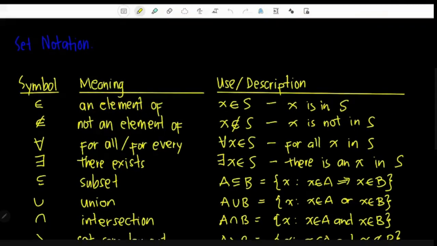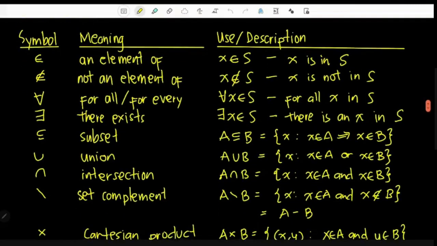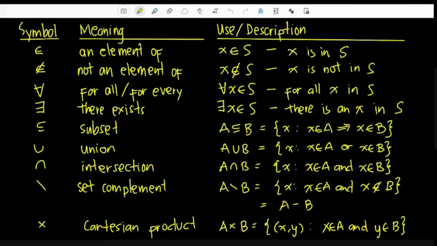Okay. So the upside-down A, what we call that is for all. And then the backwards E, that's there exists. Okay. So the symbol ⊆, the C with a bar below, that's the subset. Okay. So again, by definition, A is a subset of B.